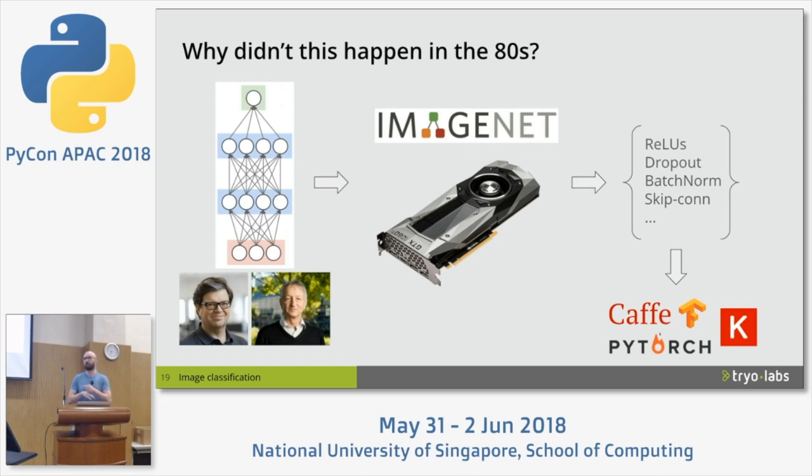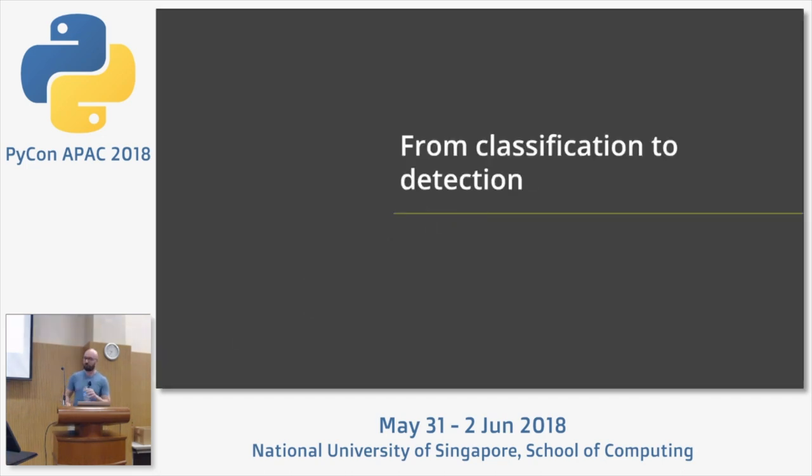So we have Caffe, we have PyTorch, we have TensorFlow, we have a ton of machine learning frameworks now. The combination of all these, GPUs, training data, theoretical advances, and frameworks, means that now everybody can do it, and it's like the deep learning boom. So we're going to jump to object detection now.